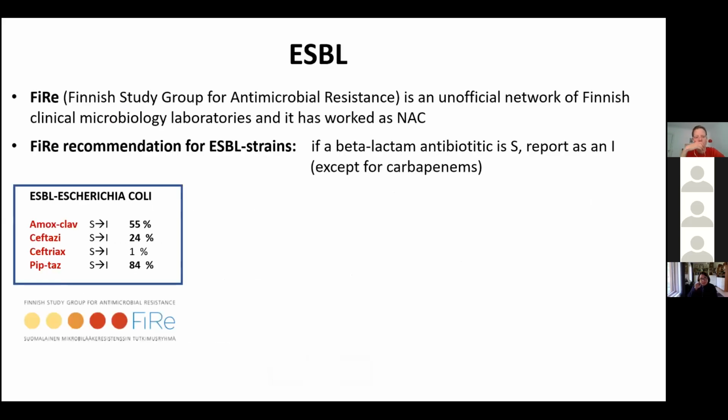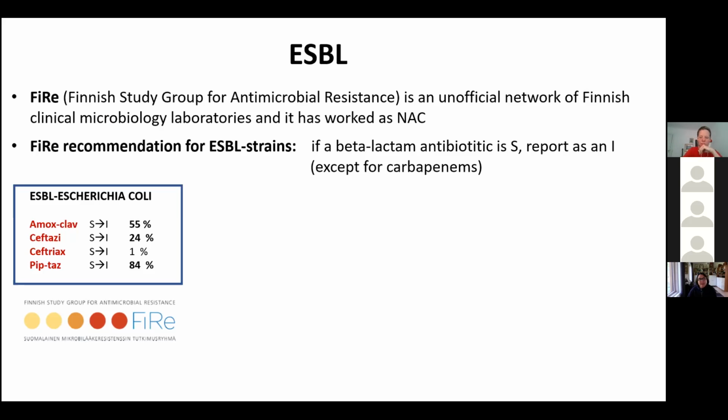So about ESBL briefly, in Finland we have FIRE, which is an unofficial network of Finnish clinical microbiology laboratories, and it has until now worked as our NAC. FIRE made a recommendation a long time ago about ESBL strains that if a beta-lactam is asked, then you should report it as an I. And the idea was to flag that the efficacy of those antibiotics is uncertain. So it was fitting in the old I definition, but not in the new one.